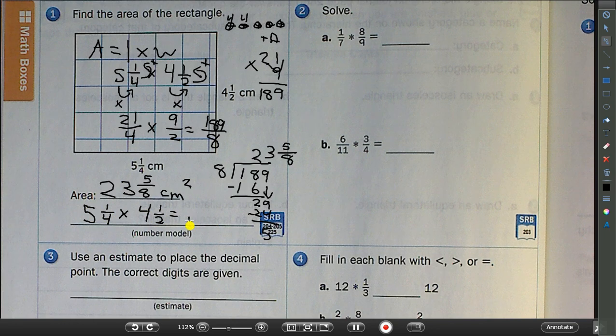And I'm just going to do R for rectangle. Use whatever variable you want. All right, problem number 2. 1/7 times 8/9. This is nice and easy.